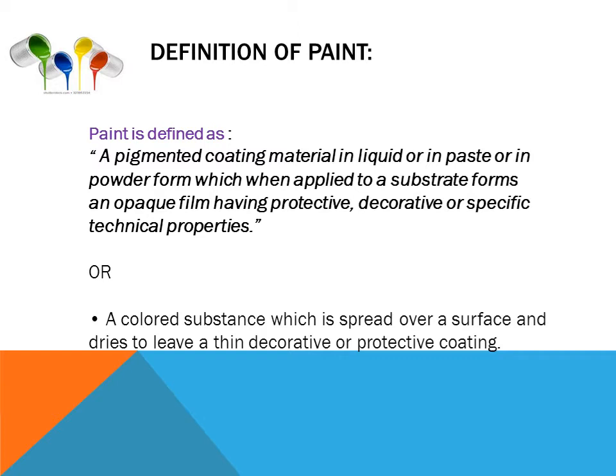Moving to the next slide, we know that paint is a very complex mixture, so here we'll discuss the definition of paint. What is a paint? Actually, paint is a pigmented coating material in a liquid, paste, or powder form, and once it is applied over a substrate, it can form an opaque layer, an opaque film, and by that it can provide some protective, decorative, and specific technical properties.